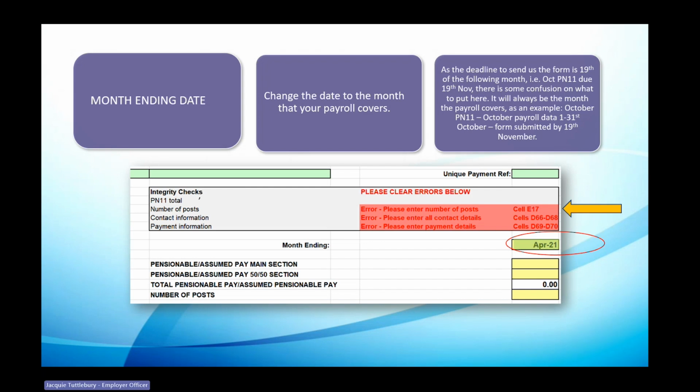First thing that you need to complete at the top of the PN11 is the month that the contributions relate to. What you need to do is to select the date that your payroll period covers from the month ending drop-down, which is here. And please do be aware that this will cause the integrity checks at the top of the sheet to flag as errors, as the form is now looking for all of the data to be completed.